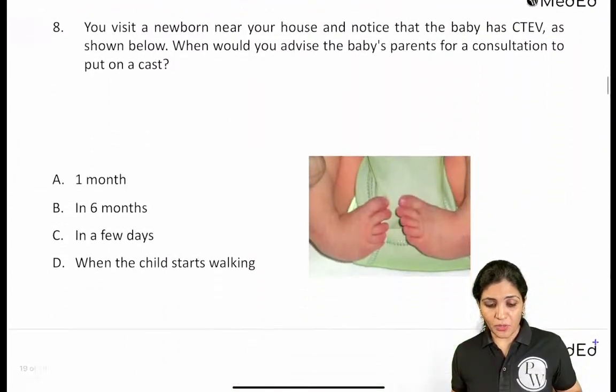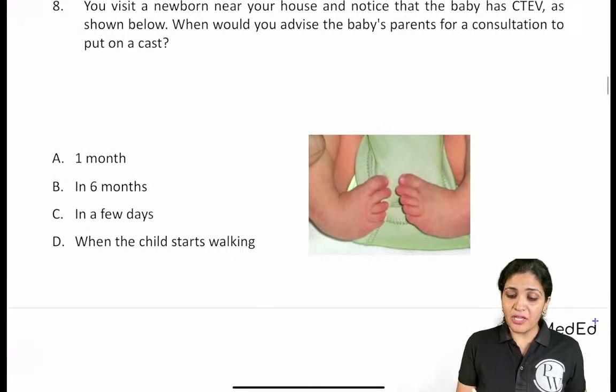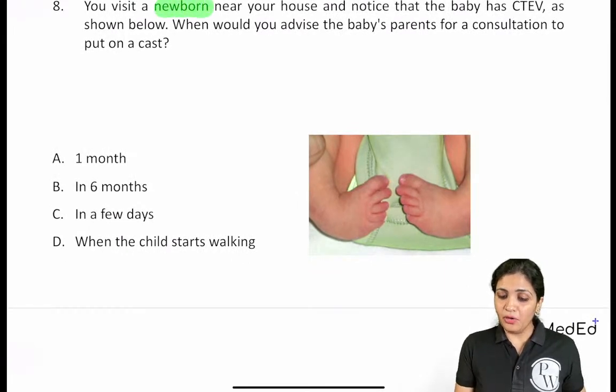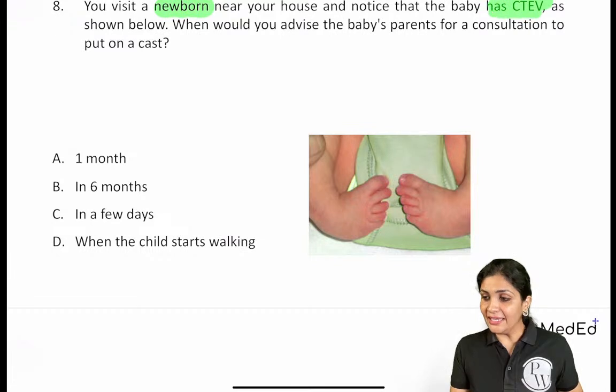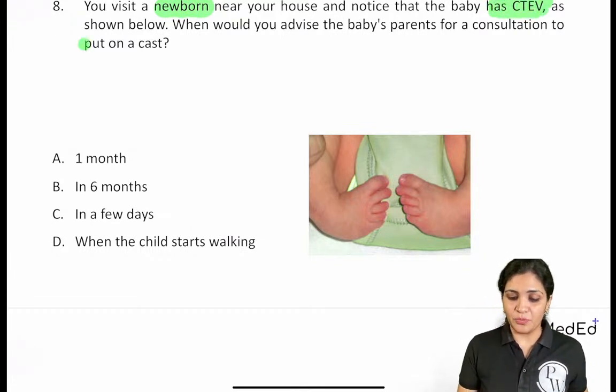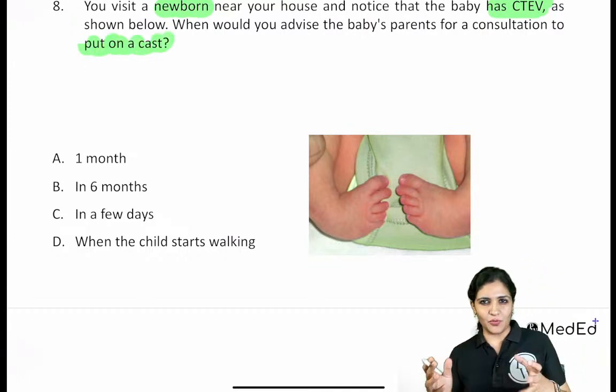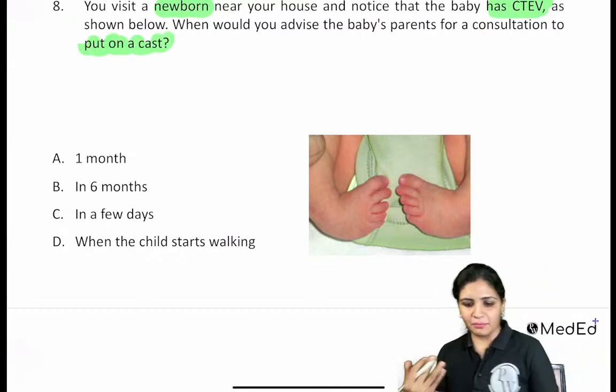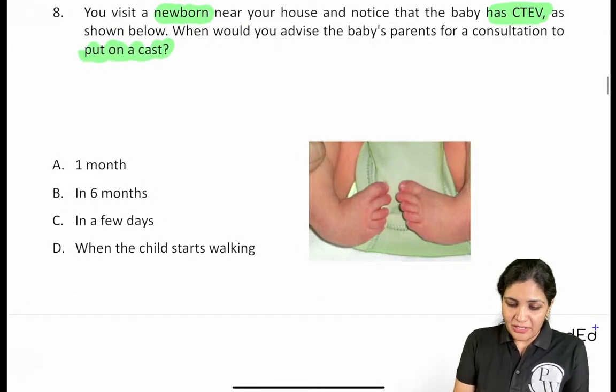Now moving on to the next one. You visit a newborn near your house. We have visited a newborn and notice that the baby is having CTEV as shown below. When would you advise the baby's parents for a consultation to put on a cast? So we have already dealt with this question also. See, we are repeating the repeated questions again, right? So here, what is your answer?